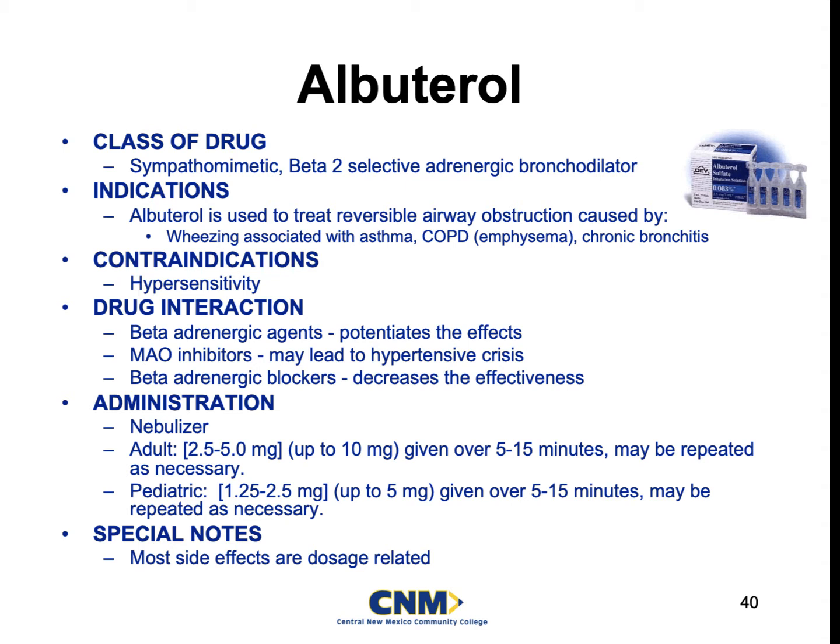Albuterol is definitely a drug that you guys are going to become pretty familiar with pretty quick in this class and out in the streets. The class of drug is known as a sympathomimetic or a beta 2 selective adrenergic bronchodilator. I'll accept either one of those answers. Sympathomimetic means that it's going to mimic the sympathetic nervous system. We're going to talk about that a little bit in your anatomy and physiology lecture. Basically, this is your flight or fight response that the body has.